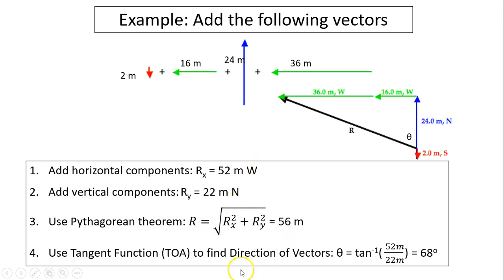Then we add these two together using the Pythagorean theorem, and you'll have 56 meters. Finally, we use the inverse tan function to find the angle. You'll have 68 degrees. Remember, the angle is at the tail of the resultant vector, right over here.